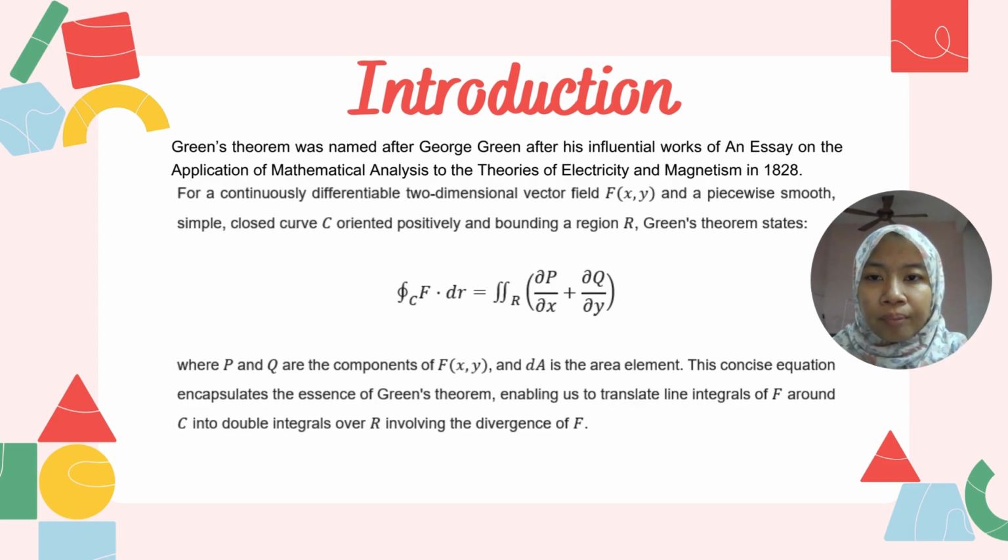Introduction of Green's Theorem. Green's theorem was named after George Green after his influential work, An Essay on the Application of Mathematical Analysis to the Theories of Electricity and Magnetism, in 1828. For a continuously differentiable two-dimensional vector field F(x,y) and a piecewise smooth, simple closed curve C oriented positively and bounding a region R, Green's theorem states that the integral of F dot dr equals the double integral of partial derivative of P over partial derivative of x plus partial derivative of Q over partial derivative of y, where P and Q are the components of F(x,y) and dA is the area element.